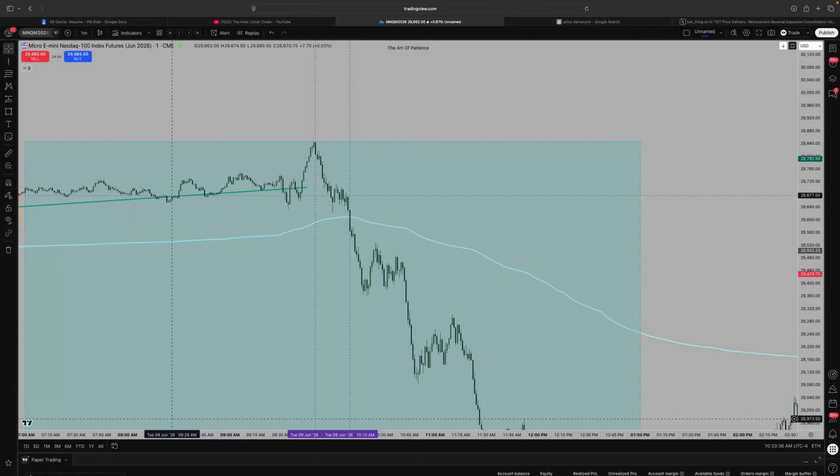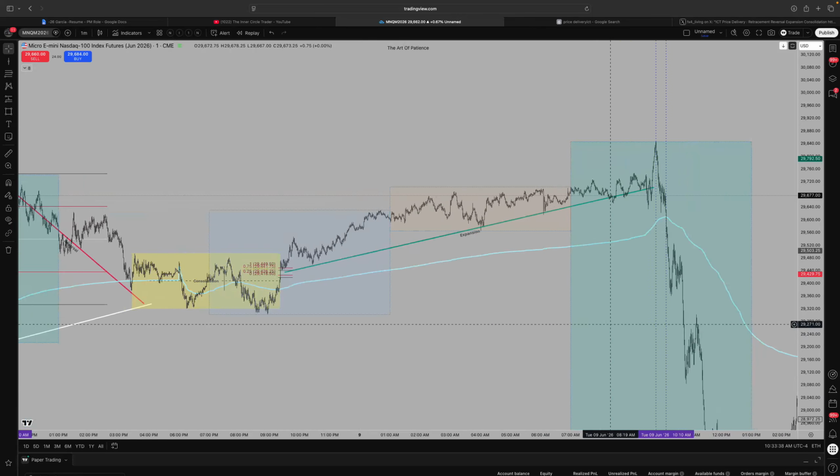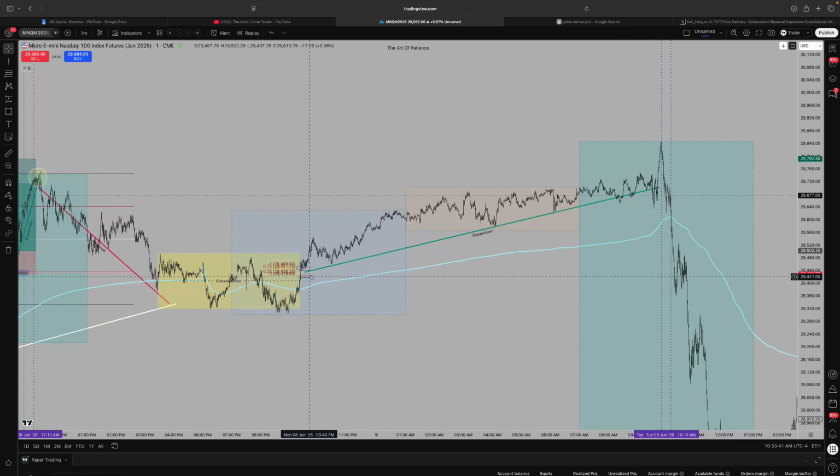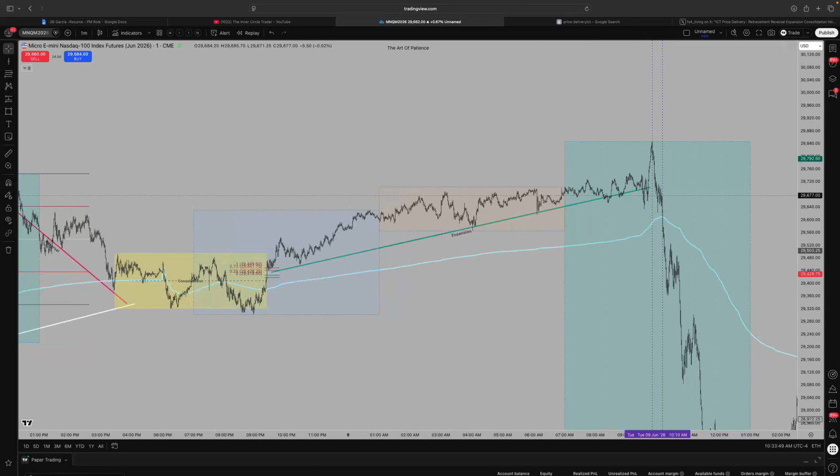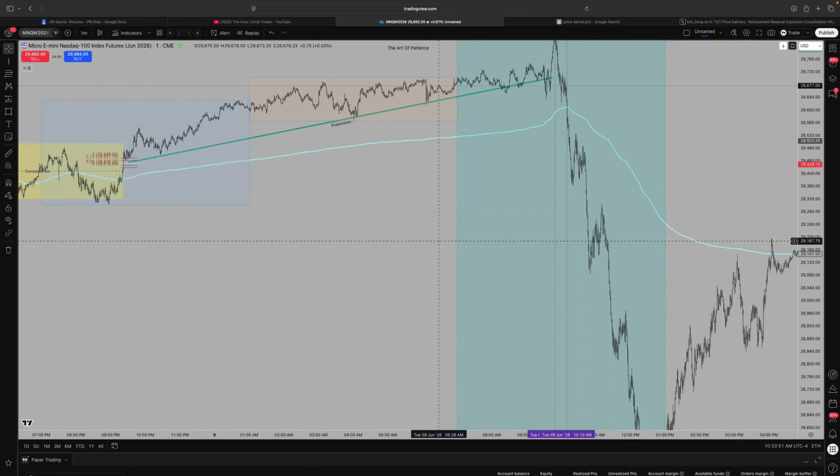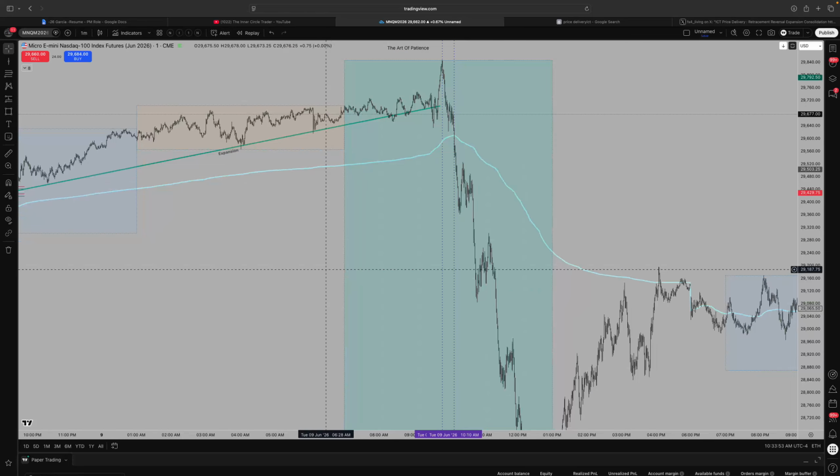So we already know that the market expanded a lot throughout Asia, London, and then leading into early New York. So we know that price is going to reverse real deep. Look at this huge move, beautiful move.